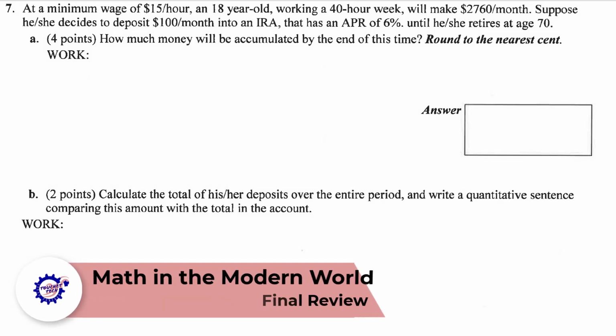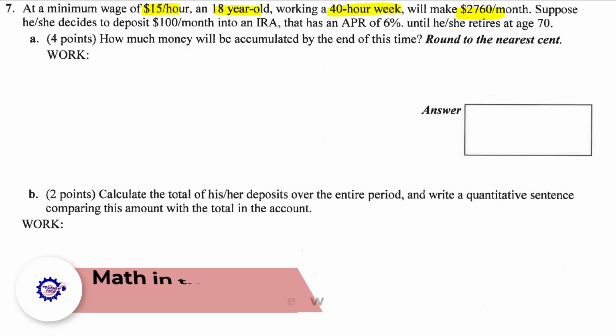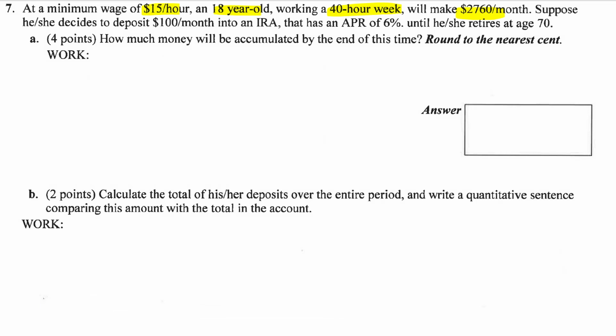All right, at a minimum wage of $15 an hour, an 18-year-old working a 40-hour week will make $2,760 a month. Suppose they decide to deposit $100 a month into an IRA with an APR of 6% until they retire at 70. Looking through this, I'm realizing that some of this doesn't matter.